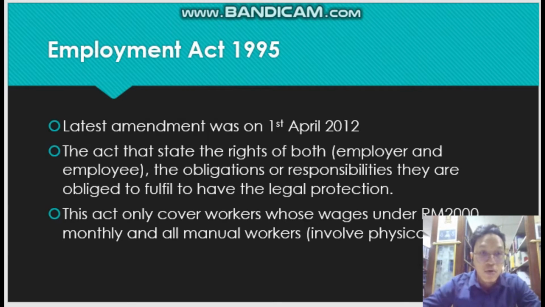However, this Act only covers workers whose wages are under RM 2000 monthly, and all manual workers, such as those who work without using any equipment. They are using their raw physical energy, usually involving physical activities.